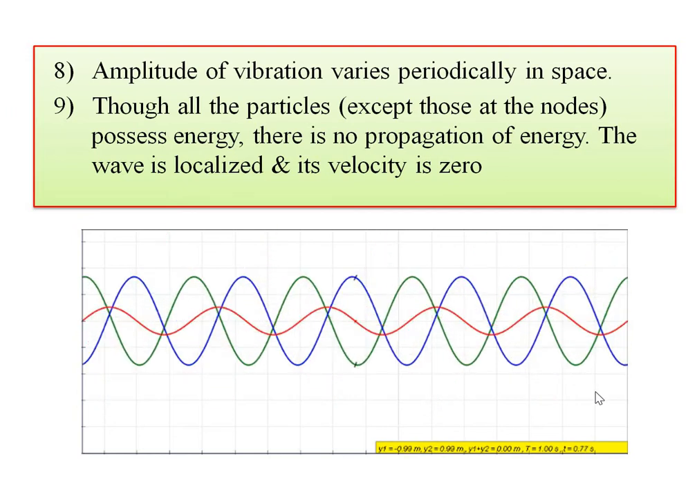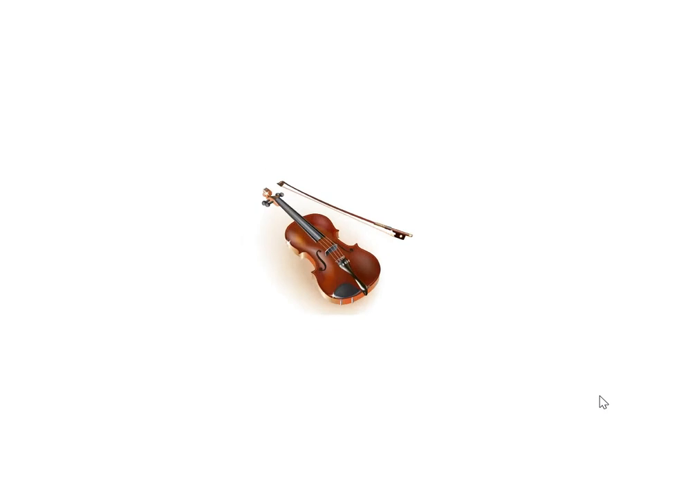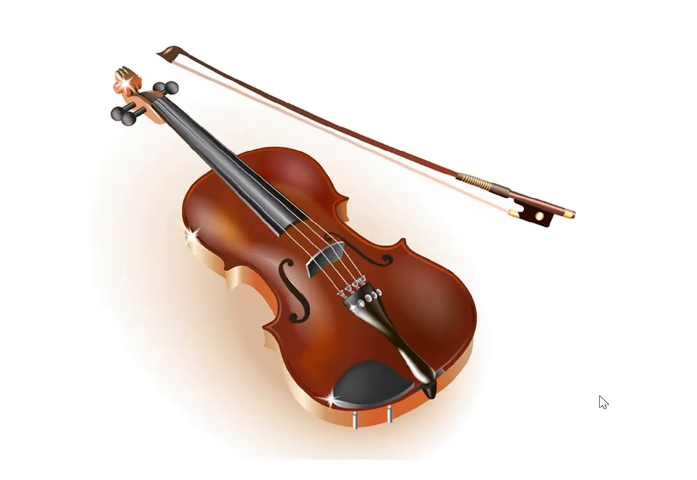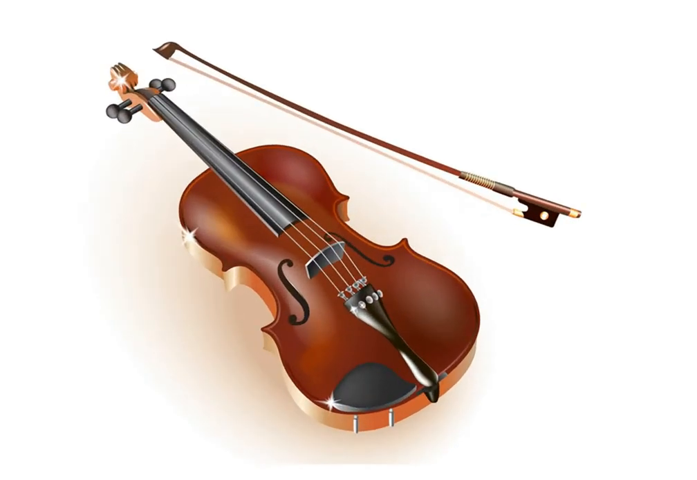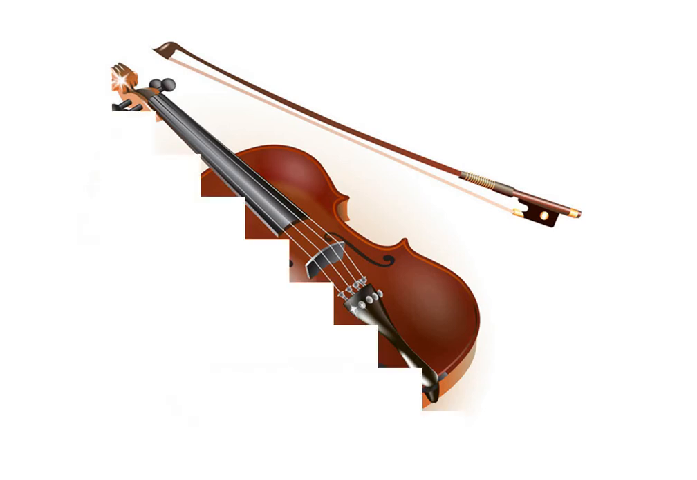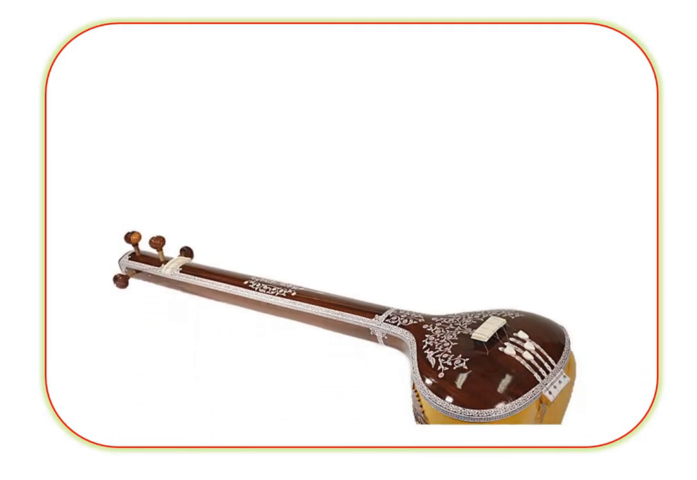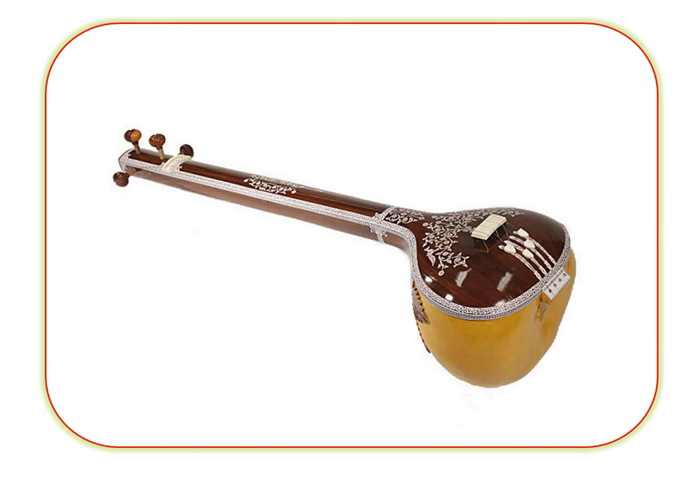Let's see the next point. See some diagrams. This one is a musical instrument called the violin. And the second musical instrument is the tanpura. These musical instruments, that is violin or tanpura, are based on the principle of stationary waves.